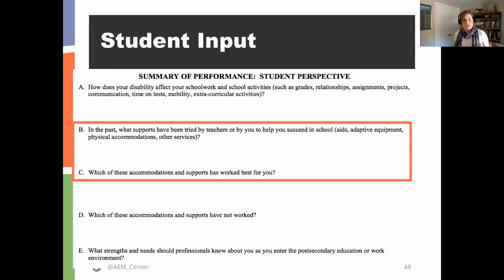Then, of course, there's the student input. This is so important. The student input section of the summary of performance gives the student an opportunity to speak for themselves. It's really great practice for them to prepare for having a verbal conversation with the person receiving this summary of performance. The prompt here is: in the past, what supports have been tried by teachers or by you to help you succeed in school, such as aids, adaptive equipment, physical accommodations, other services, and which of these accommodations and supports has worked best for you. The student has a role in all of these sections.